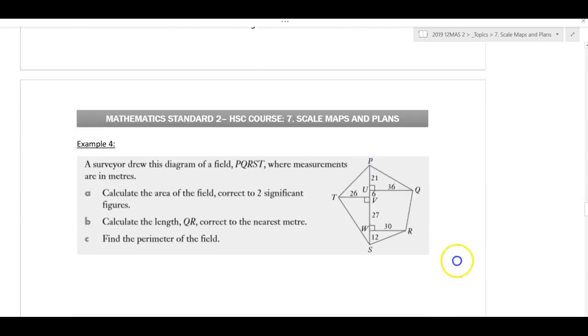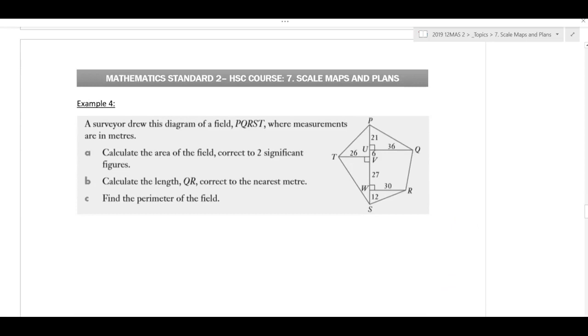Here we go. I've got a diagram here. You can see all of the relevant points have been labelled with a letter. That will help out. And the distances between each of those letters has been provided. So first of all, calculate the area of the field, correct to two significant figures. Well, we've got some work to do here.